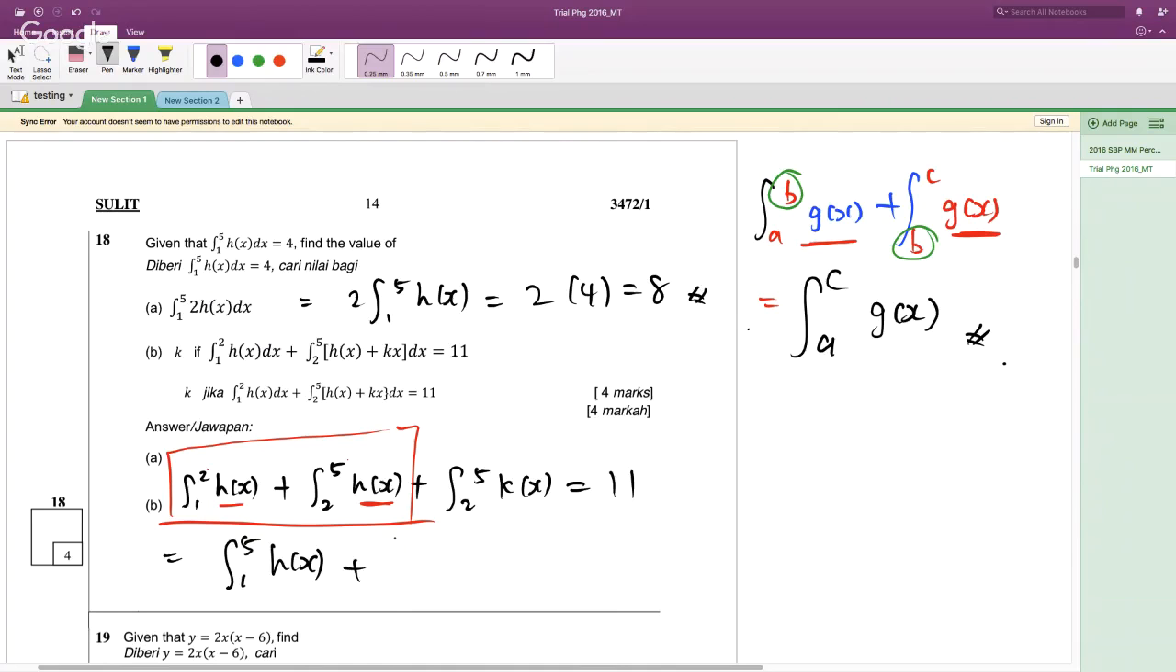And then this one, I will just integrate it. Oh, this is k, it's not kx. That means I have to integrate this one, and it becomes kx squared over 2.